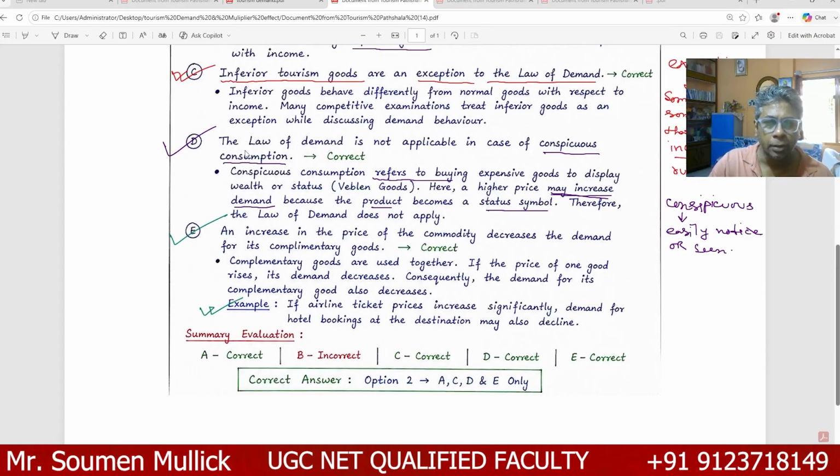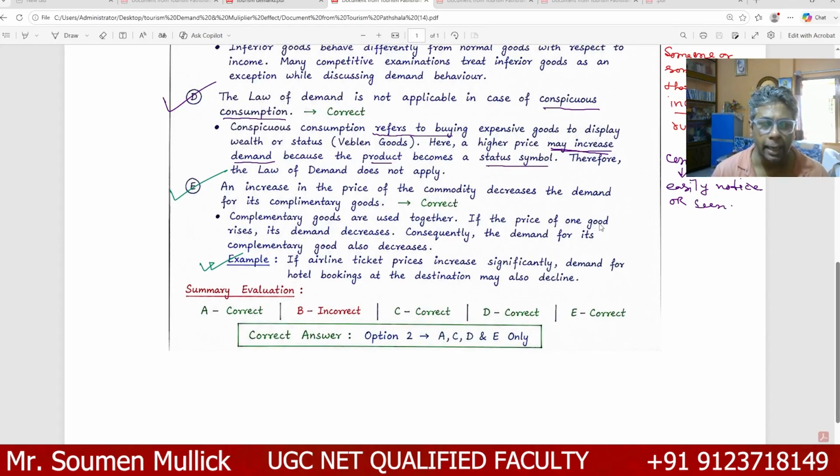Statement D: the law of demand is applicable in case of conspicuous consumption. Conspicuous means easily noticed or seen. So what do you mean by conspicuous consumption? It refers to buying expensive goods to display wealth or status. Here, a higher price may increase demand because the product becomes a status symbol. Therefore, the law of demand does not apply.